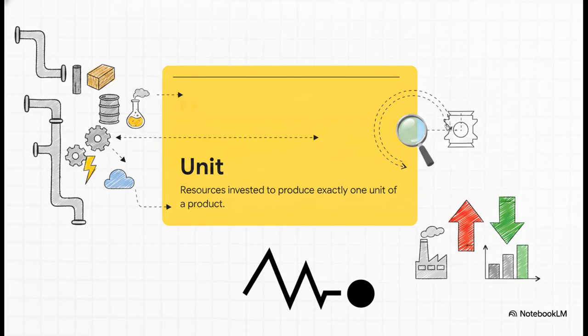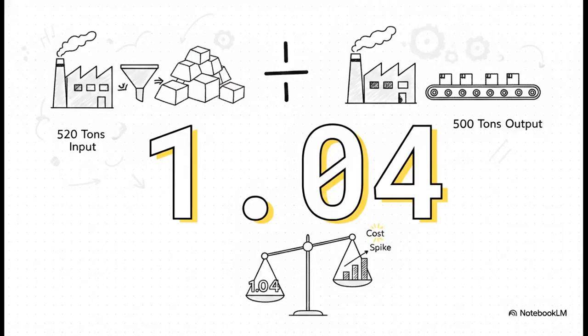Basically, if this number goes up, your efficiency has gone down. It is the absolute ground truth of your manufacturing cost. Let's look at a super quick mathematical example just to make this concrete.